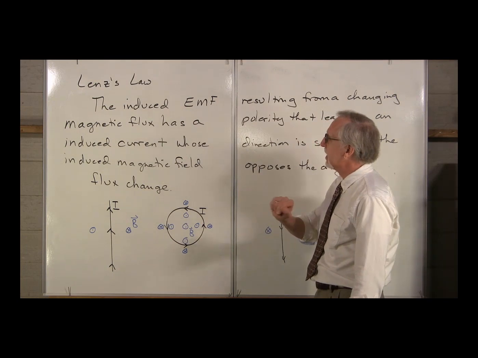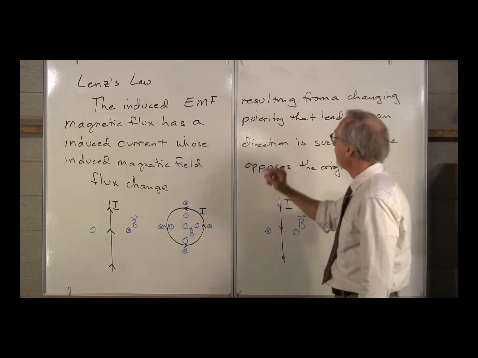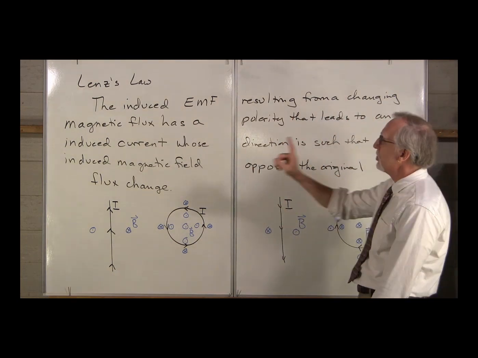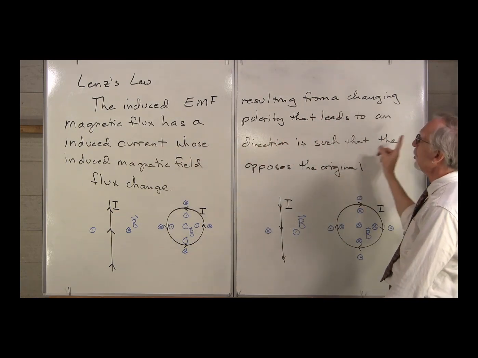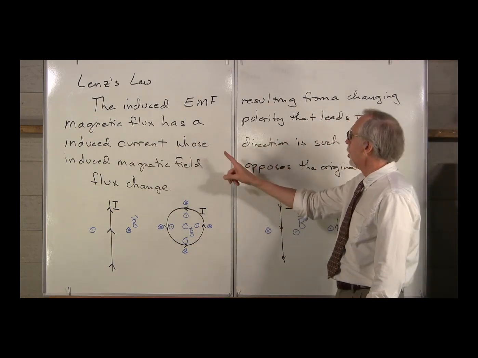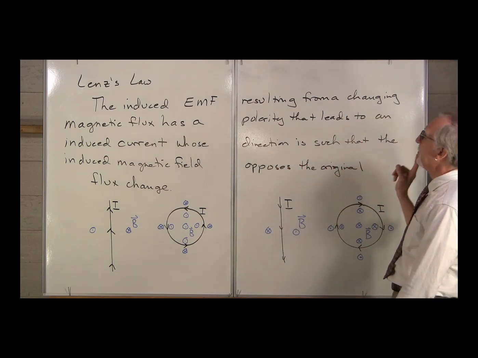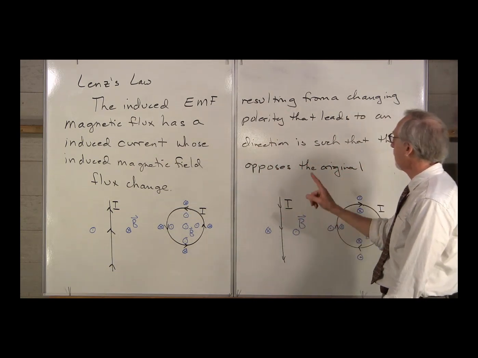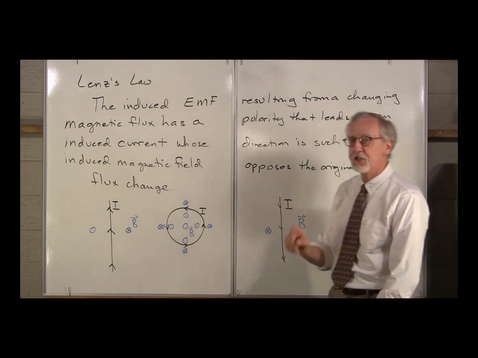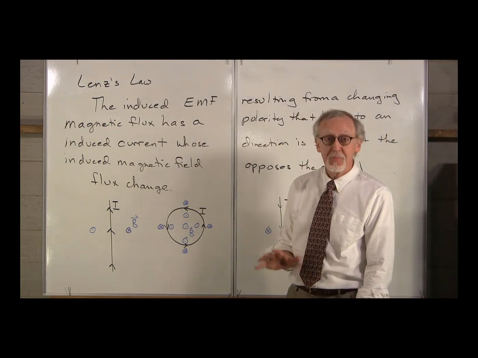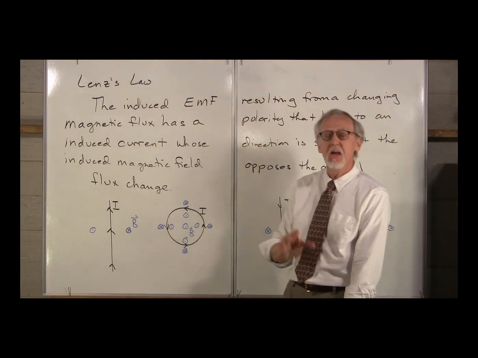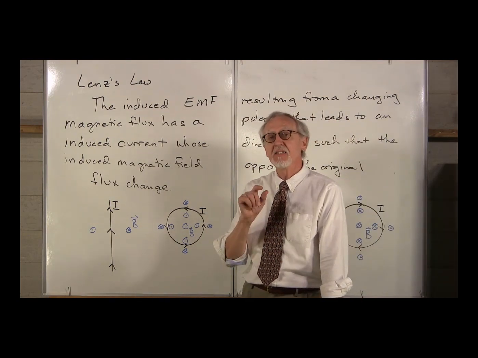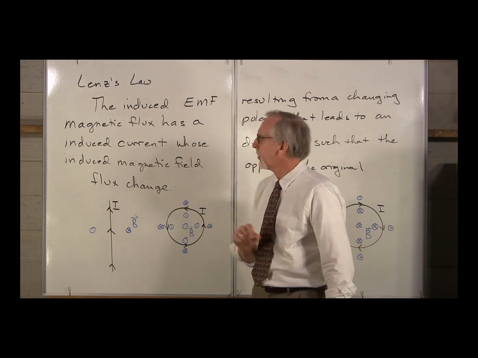Lenz's law states: the induced EMF resulting from a changing magnetic flux has a polarity that leads to an induced current whose direction is such that the induced magnetic field opposes the original flux change. Wow, that sounds very complicated. Well, it's a little complicated, but let's take a look at it step by step, slowly.